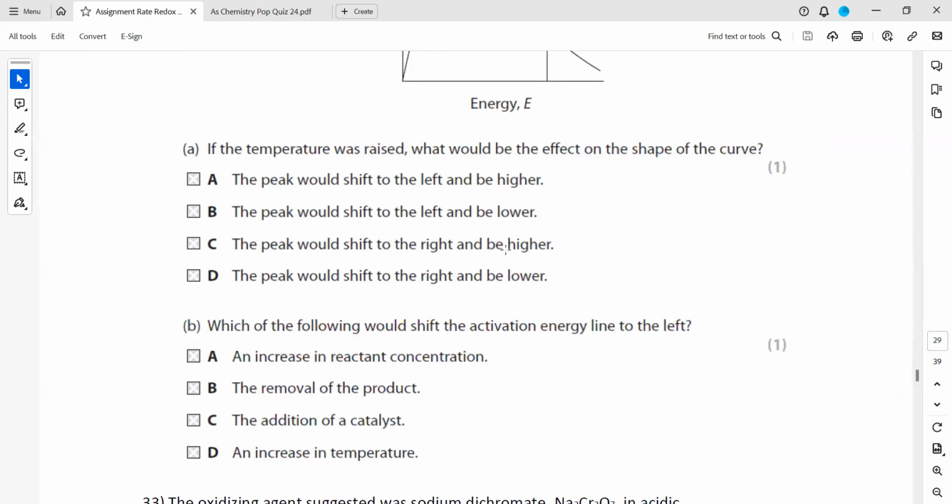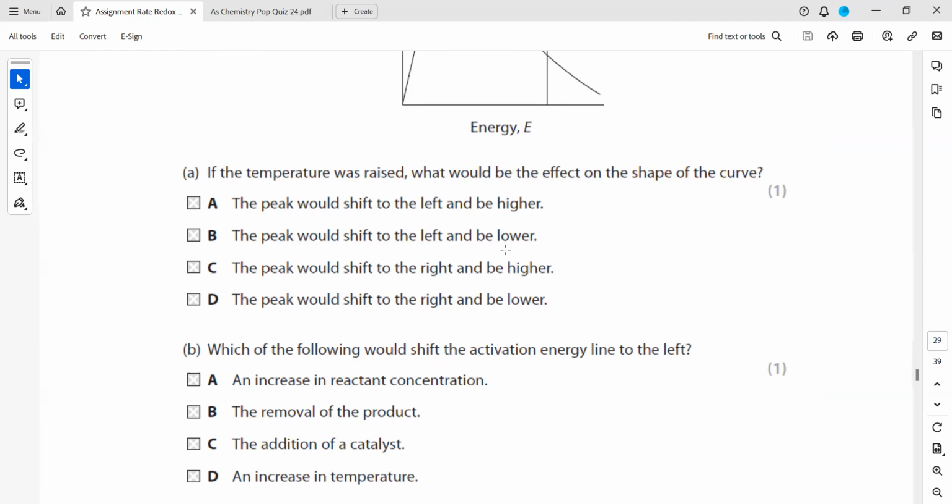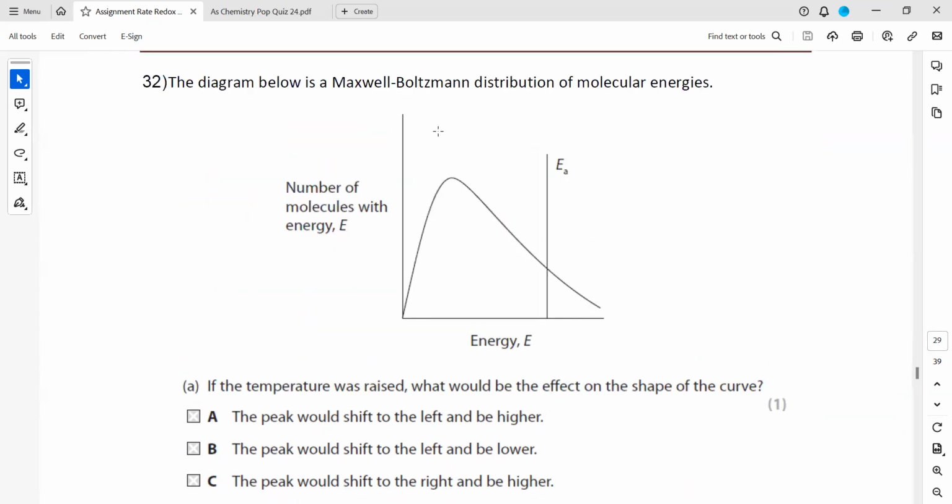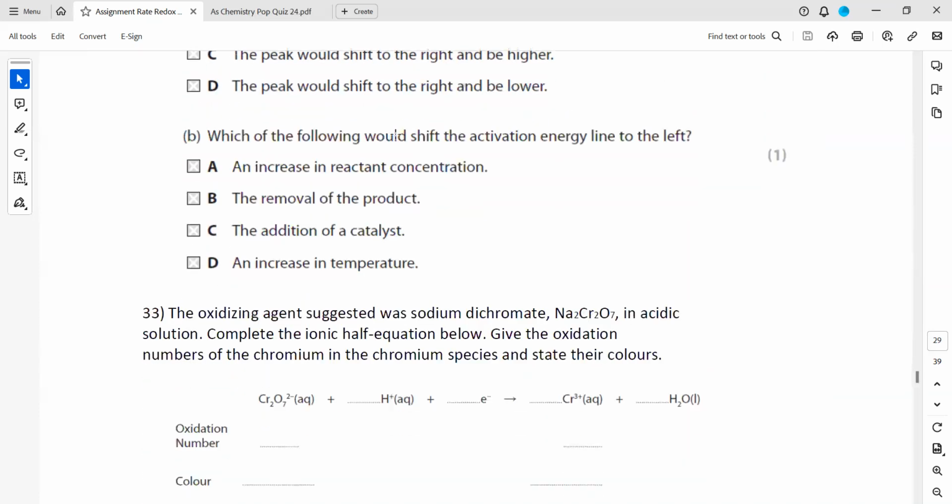And which of the following will shift the activation energy towards the left? If we want to lower the activation energy, it can only be lowered by using a catalyst. Like this, activation energy can be lowered by using a catalyst. The rest of them cannot work. So if you use a catalyst, the activation energy will be lower. So addition of the catalyst.